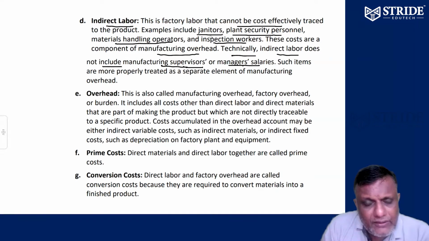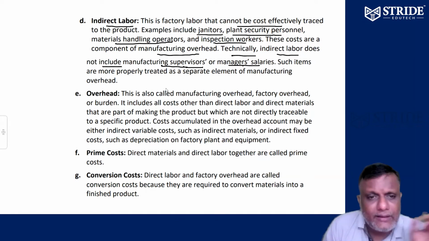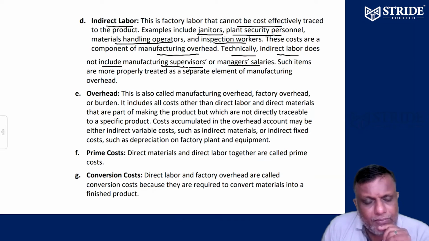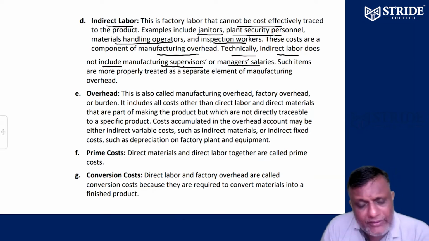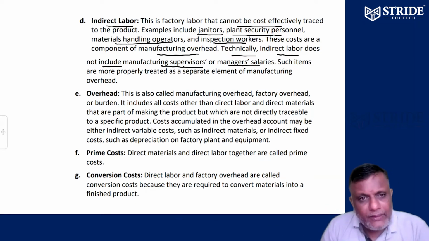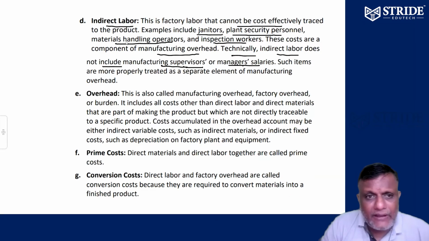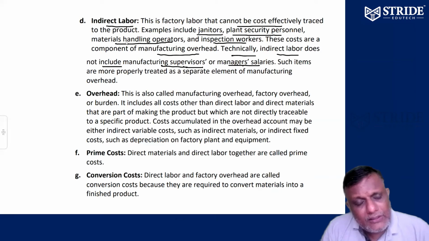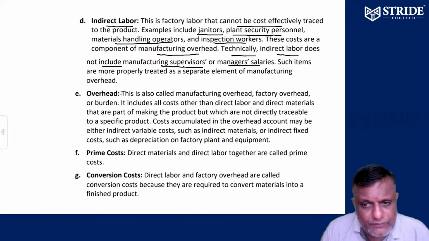Which means janitor services, plant security personnel, material handling operators, inspection workers, which you cannot trace, are indirect labor. But manufacturing supervisor salary and manager salary are part of factory overheads. Office supervisor salary is part of office overheads. Selling and distribution related expenses are S&D overheads. Indirect labor has to be classified according to its nature: sales related, office related, manufacturing related.